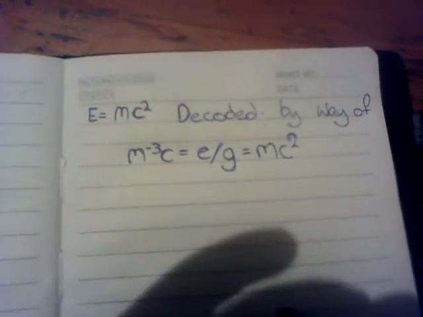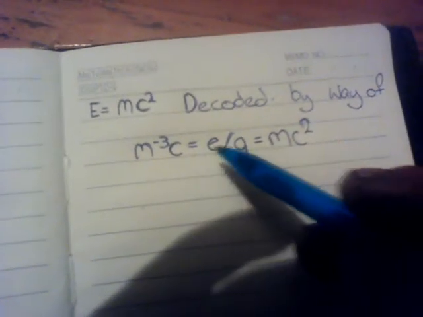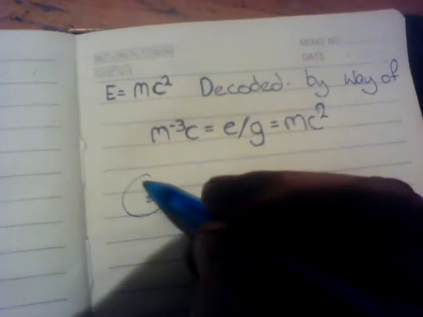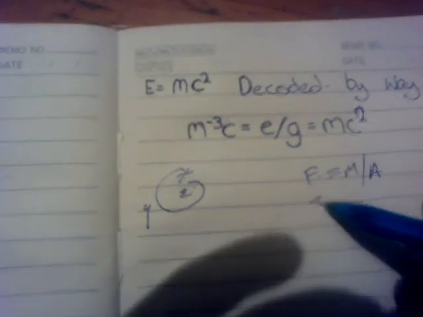Okay, I'm going to make this as interesting as I can without being boring. Negative mass at the speed of light equals energy over gravity equals mass at the speed of light squared. And on a quantitative level, it looks like this. Z, X, Y. Because, just like Newton said, F equals ma, and then it's 3 laws.